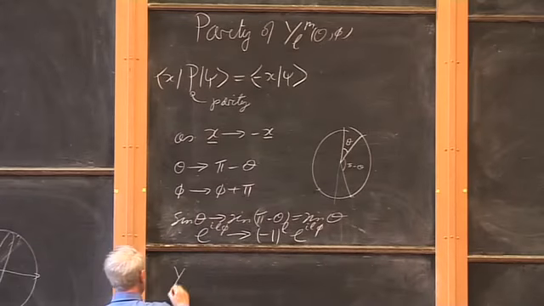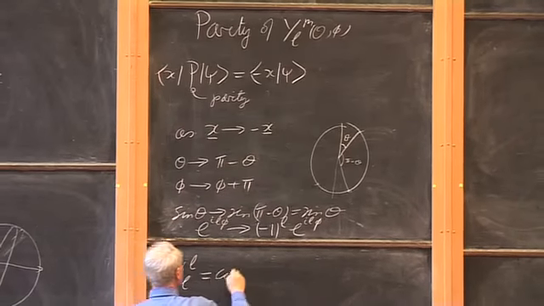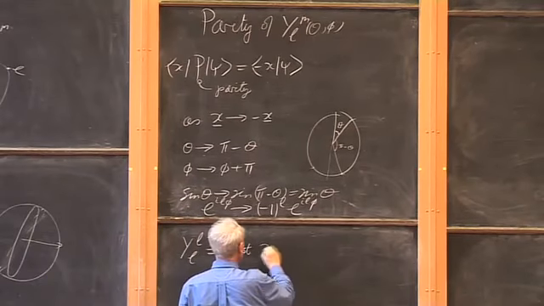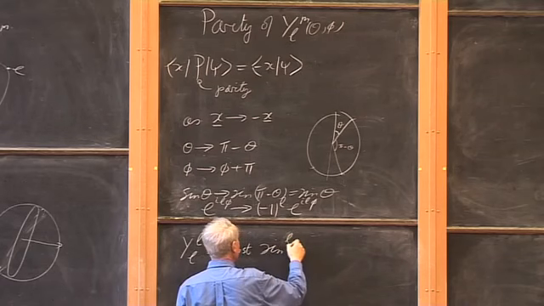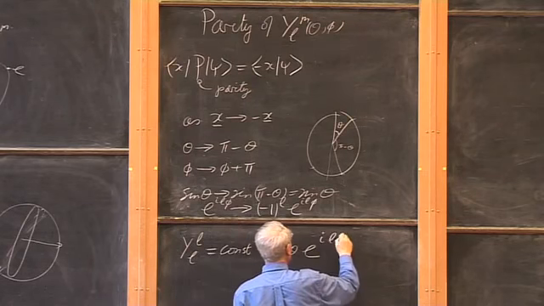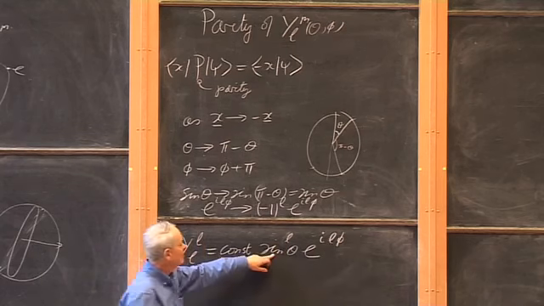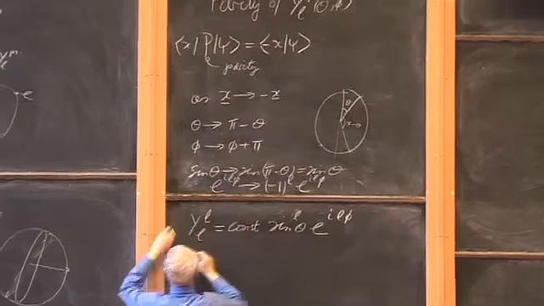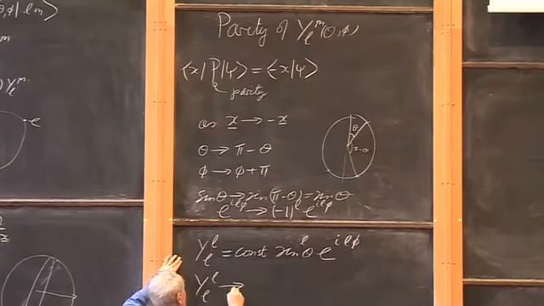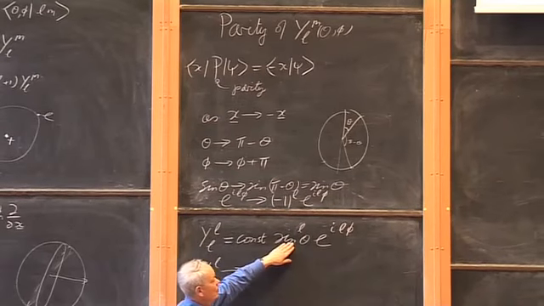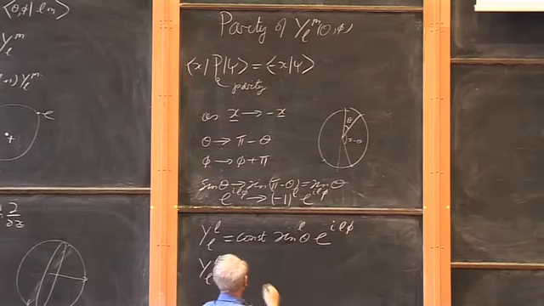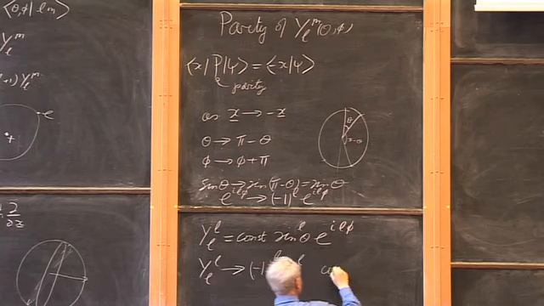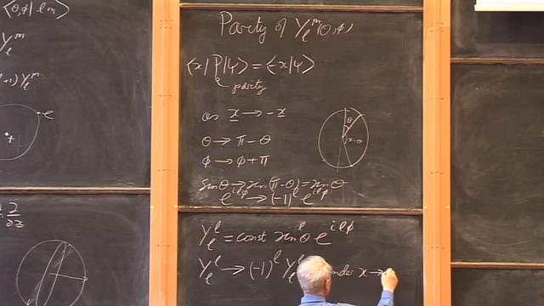Okay, now, Y_LL is a constant, rather a yucky constant, so I won't bore you with it, times sin^L theta, e^(iLφ), we've proved this. So this thing does not change sign, or it doesn't change at all, right? So we can say now that Y_LL goes to, this doesn't change sign, it doesn't change at all, and this one changes sign. So it goes to (-1)^L Y_LL. That's under x goes to minus x.